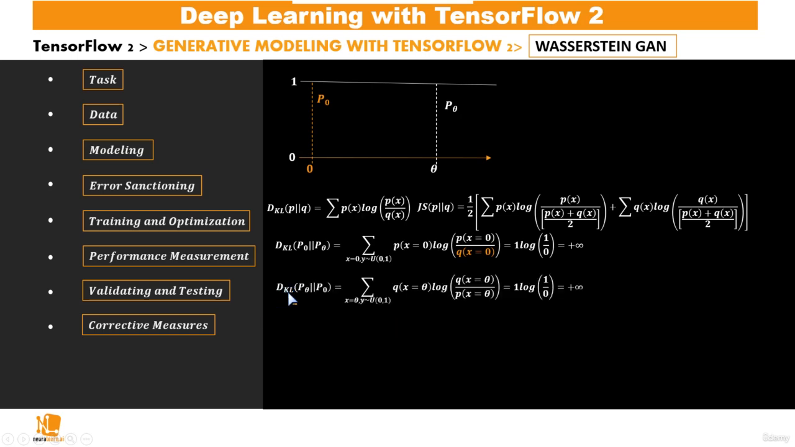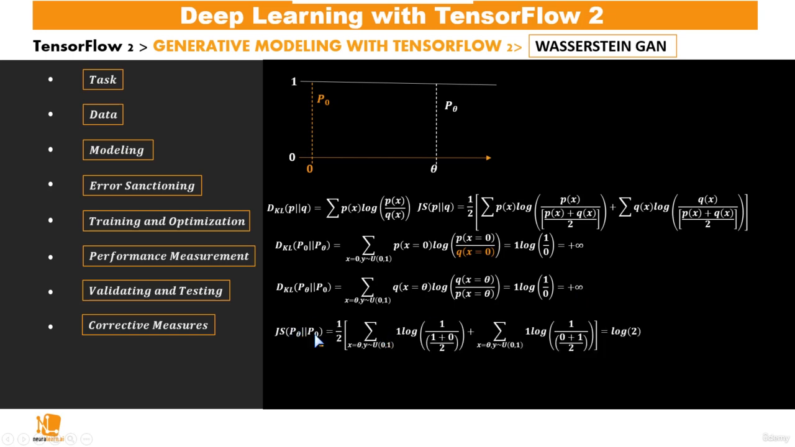The KL divergence for P theta, that's the reverse KL divergence, P theta, P0. We have here x equals theta instead of x equals 0. We're now having P theta when x equals theta, that's 1. P0 when x equals theta is actually 0. So this distribution when x equals theta is 0. That's why we have positive infinity.